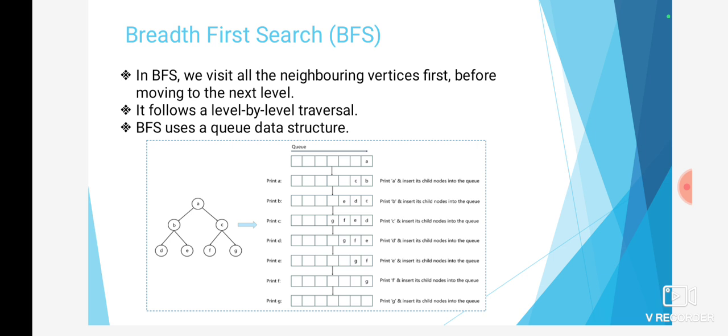Breadth first search algorithm. Let us understand the BFS algorithm step by step. First, start from the given source vertex and mark it as visited. Next, insert the source vertex into a queue. While the queue is not empty, remove the front vertex from the queue and visit it. Then, for each adjacent unvisited vertex, mark it as visited and insert it into the queue. This process continues until the queue becomes empty.